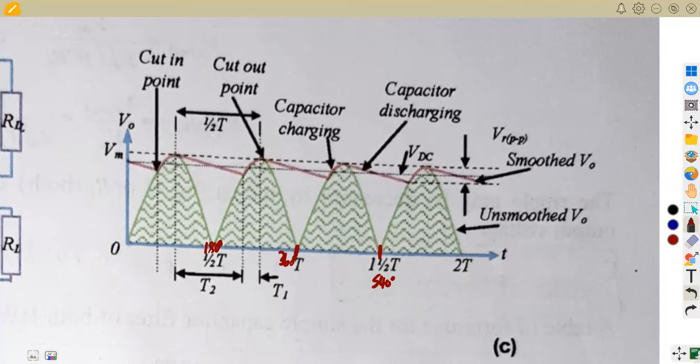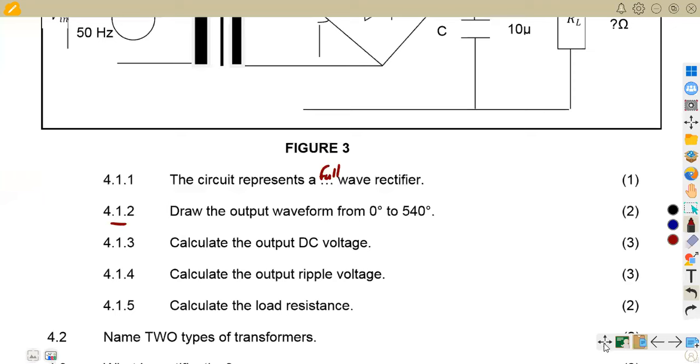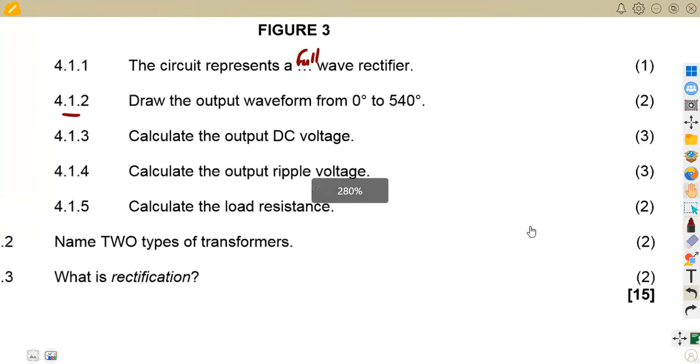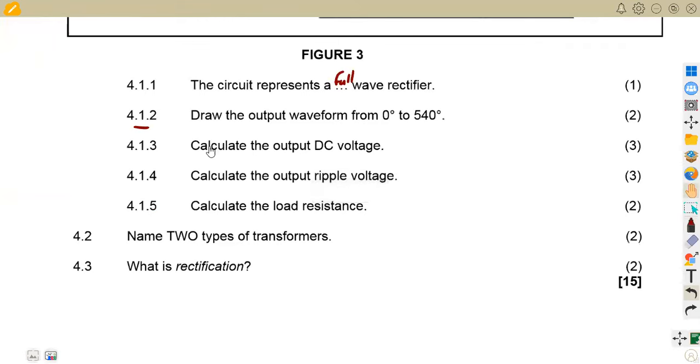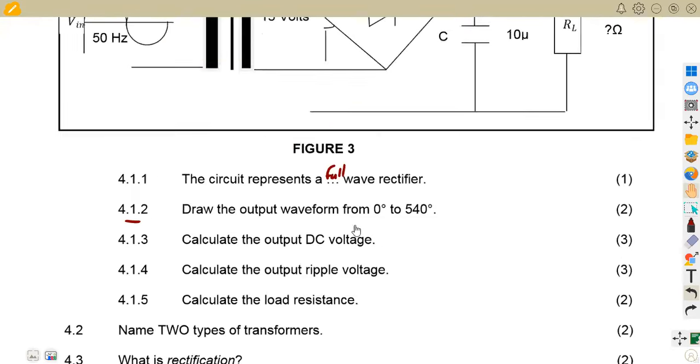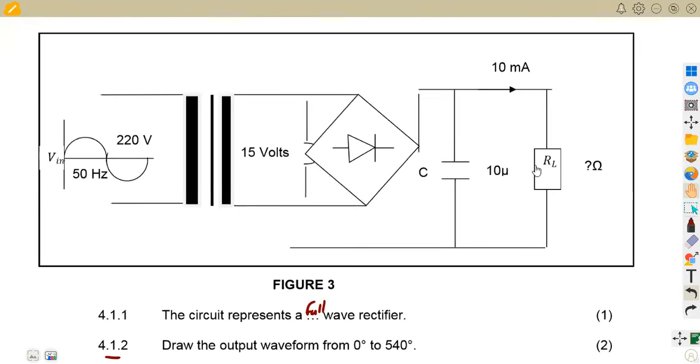My major part here is on the calculations, guys. My major part of this question is here. You're supposed to be very, very careful here. We are asked to calculate the output DC. In this case, we're talking about the output DC, that is at the end here. We are going to refer to output DC.